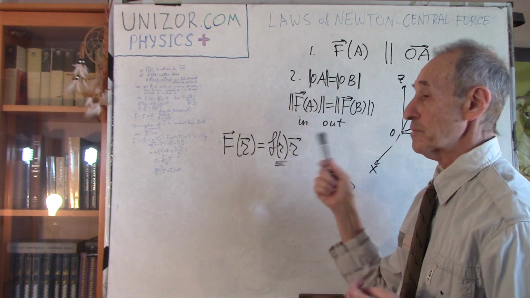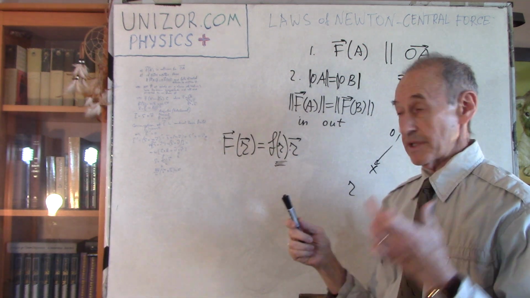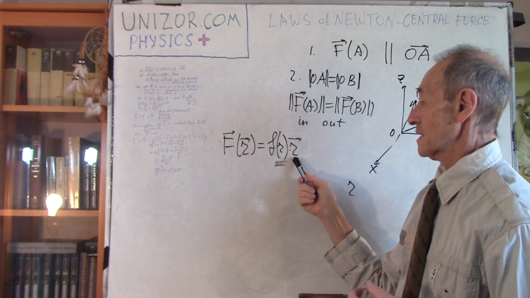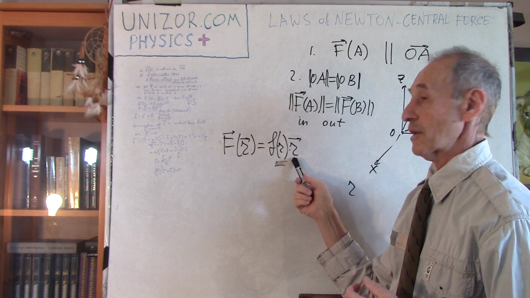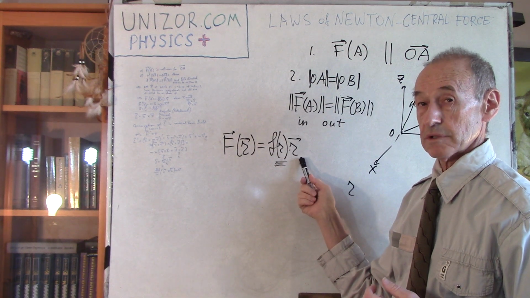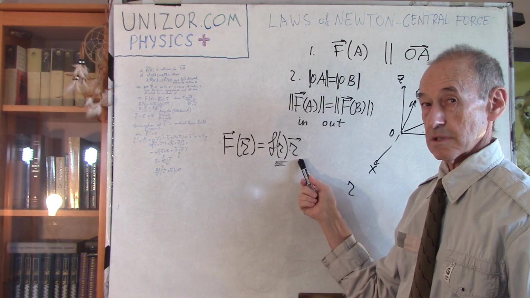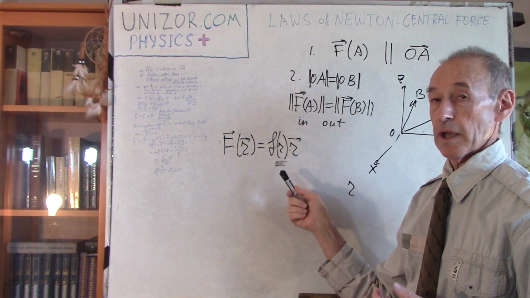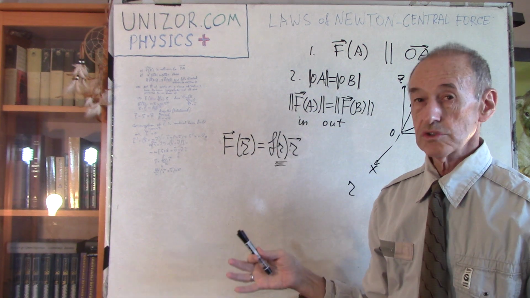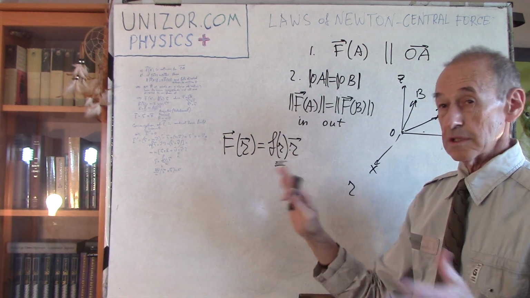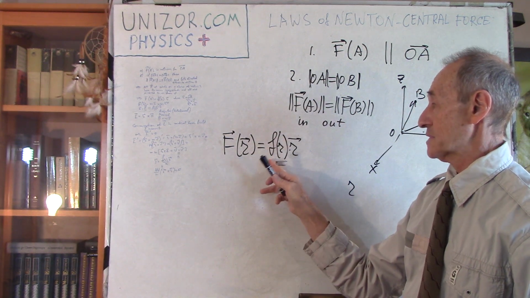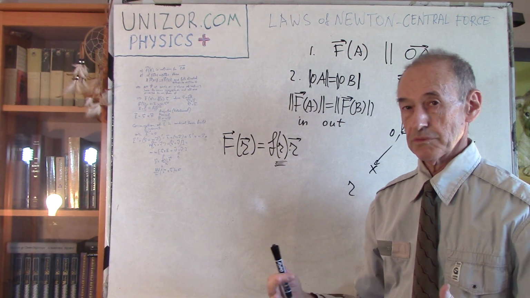And the fact that it depends only on the distance between O and the point means it depends on the magnitude of the vector r. The distance is the magnitude of the position vector. That's why I can write it this way, where f is some function which is independent of the direction of r, obviously. I mean, f itself is the expression of the function.